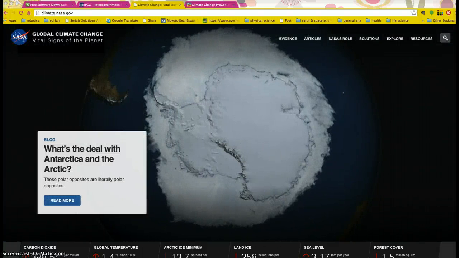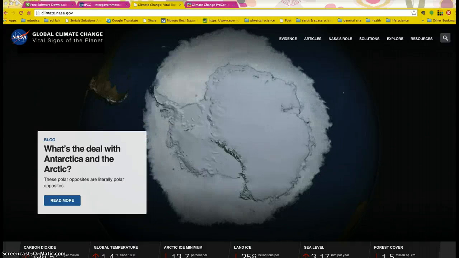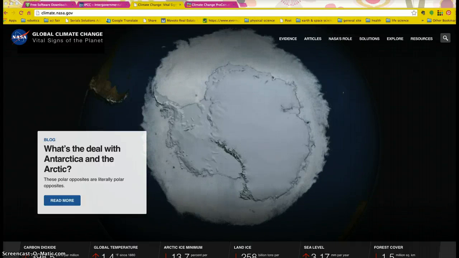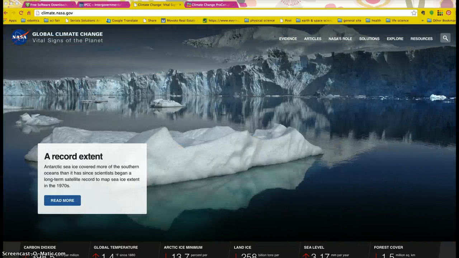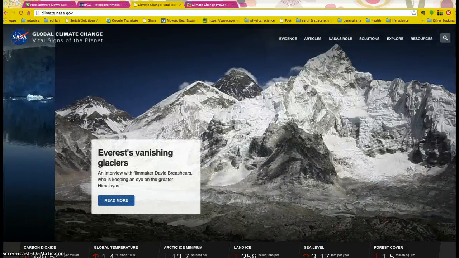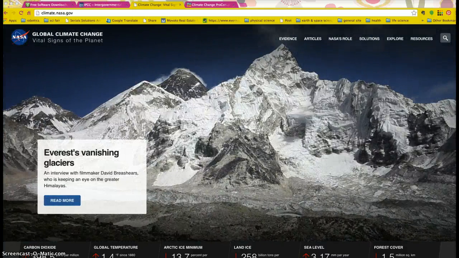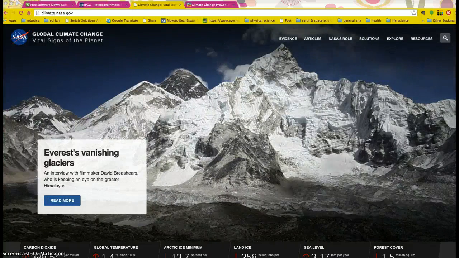So when I searched global climate change, I found a few websites, and they were at the top of the list, underneath the ads. The first website that caught my eye was a NASA website. Now, we're all familiar with NASA, National Aeronautics and Space Administration, and it is a government site. It's a government organization. We know that they're credible because of our general pool of knowledge.